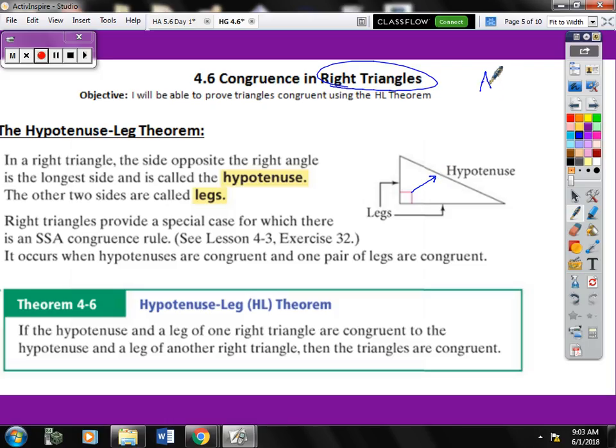We've learned that ASS and SSA are not theorems that we can use to prove triangle congruence.